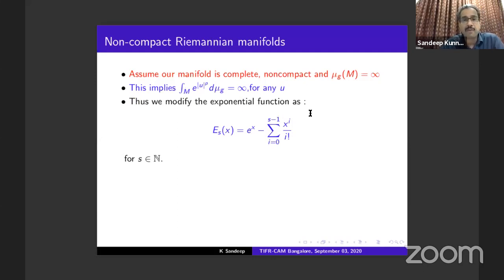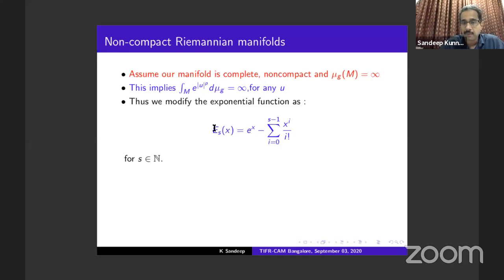So we modify the exponential function, which I define as e_s of x for a natural number s. e_s of x is equal to e to the power x minus the sum for i equal to 0 to s minus 1 of x to the power i divided by i factorial. Okay. So, in other words, the first term in the expansion of e_s of x is x to the power s by s factorial. So the 1 doesn't appear there anymore when s is positive.